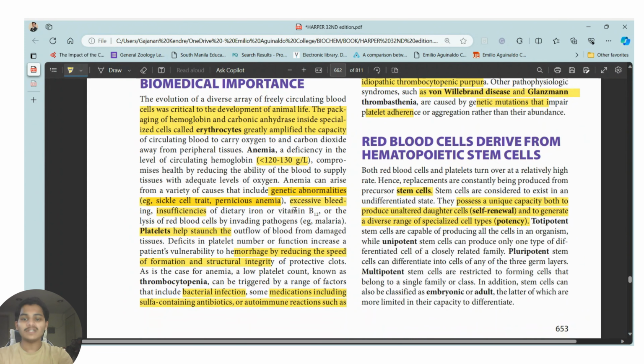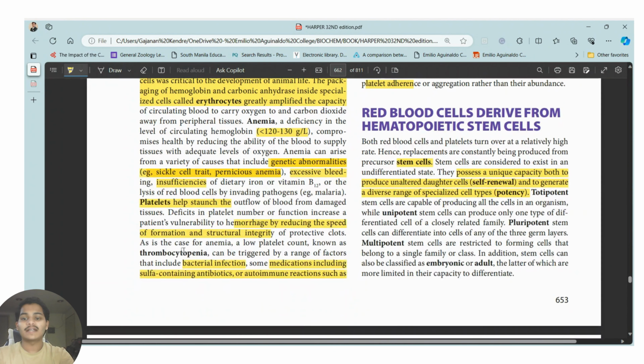Anemia can arise from genetic abnormalities such as sickle cell disease, pernicious anemia, and excessive bleeding can also cause anemia. Insufficiency of dietary iron, vitamin B12 absorption or availability of vitamin B12, or lysis of the red blood cells, meaning destruction of the red blood cells, also cause anemias.